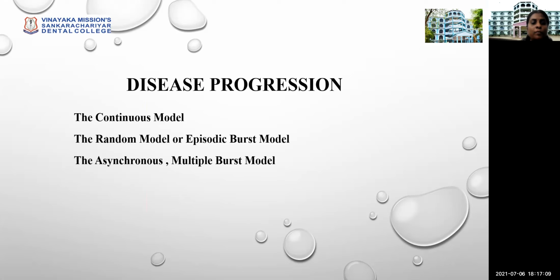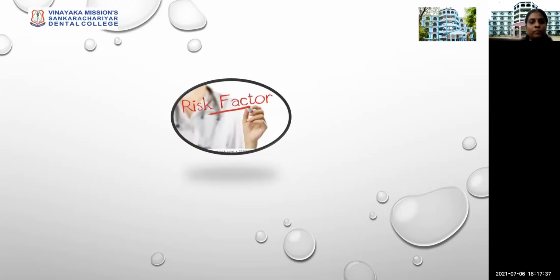In asynchronous model, in the same tooth but at different sites, the disease activity will be more. For example, in the mesial site, if the disease activity is high at one period, then after some time the disease activity will be higher in distal surface, and it will occur in different sides of the oral cavity, and it will occur in multiple bursts. So this is known as multiple burst model. So we have got continuous model, random model, and asynchronous or multiple burst model.